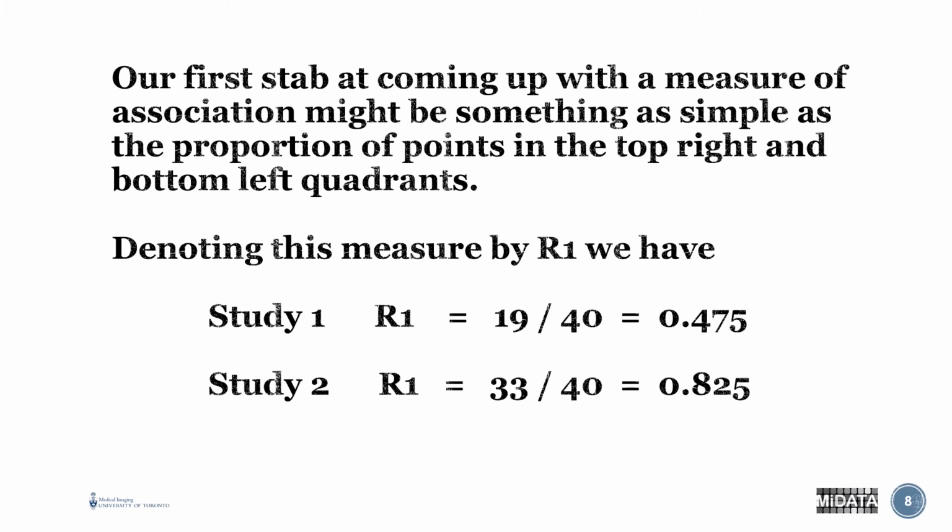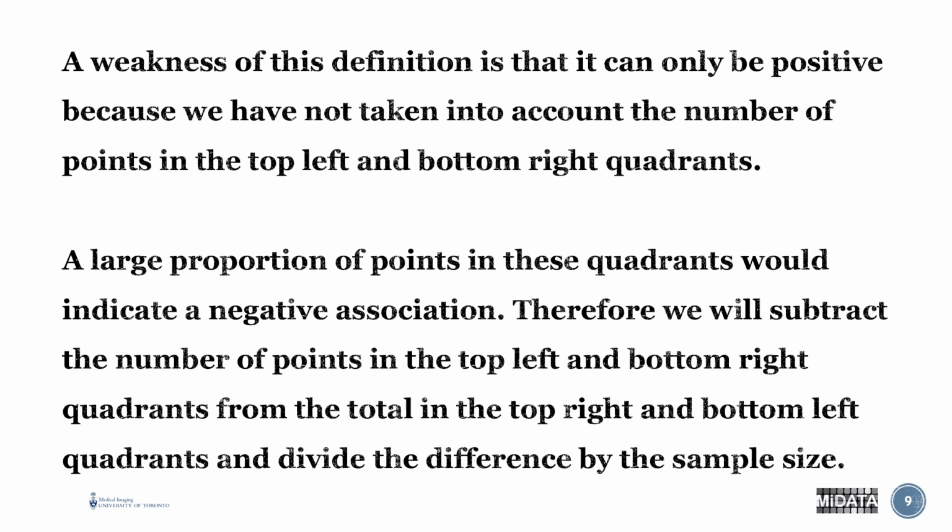And in study 1, R1 would have 19 out of 40, so there's a total of 40 data points on the plot, and 19 of them reside in those two quadrants of interest. And the proportion is 0.475. In study 2, R1 is going to be 33 out of 40, which is a proportion of 0.825. So is that helpful?